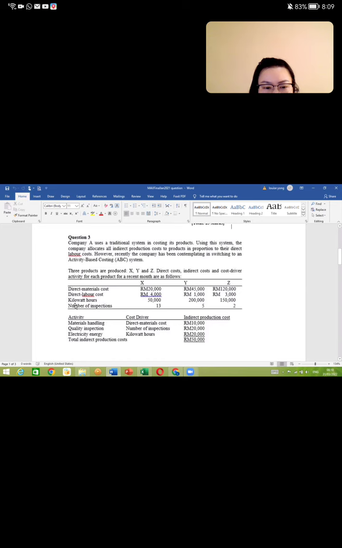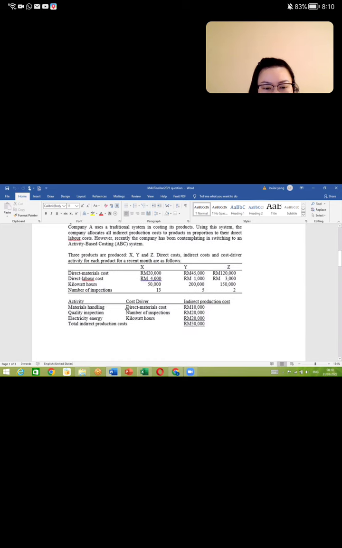So here you have 3 products, X, Y, and Z. They give you direct material, direct labor, kilowatt, number of inspection. Again, activity here, they already match it with the cost driver. So material handling 10,000, quality inspection 20,000, electricity 20,000. So the total indirect production cost is 50,000.